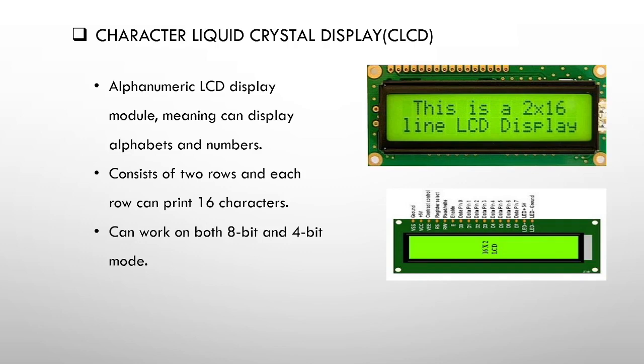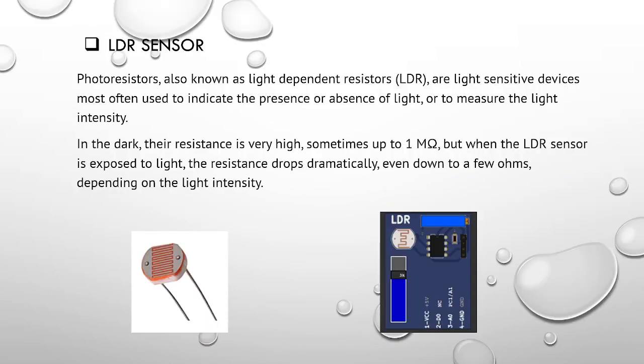Now about the character liquid crystal display, CLCD. It is an alphanumeric CLCD display, meaning that it can display both alphabets and numbers. It consists of two rows, and each row can print 16 characters. It can work in both 8-bit and 4-bit mode.